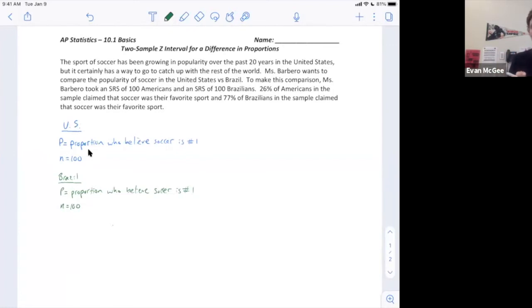So in order for you to understand how this really is going to work, I'm going to tell you what the true proportion is. Let's just go ahead and assume that we know what this value is. Now, in reality, if we knew the value, then we wouldn't be doing a Z interval. But for it to make sense for you, let's just go ahead and say that the true proportion of US people who think soccer is #1 is 25%. So P is actually 0.25.